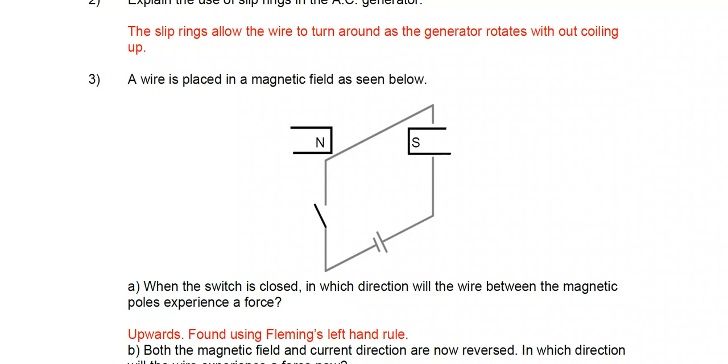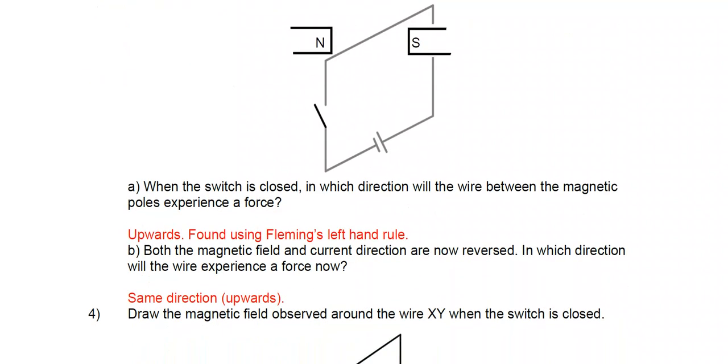So using Fleming's left-hand rule, the magnetic field is going from north to south, so to the right. The current is coming out towards us because of the direction of the cell. So by using Fleming's left-hand rule, the force is going to be upwards.